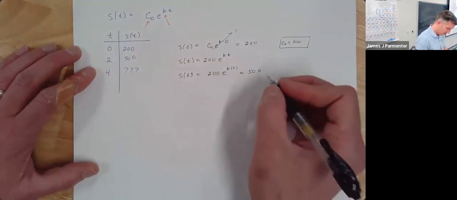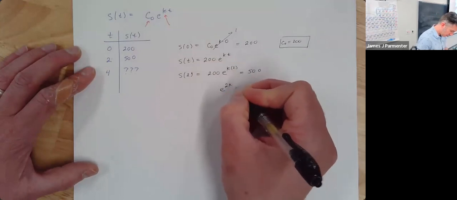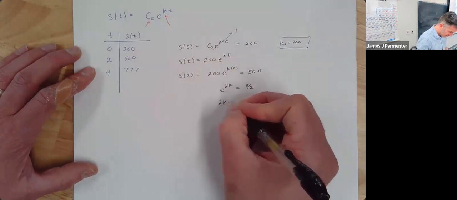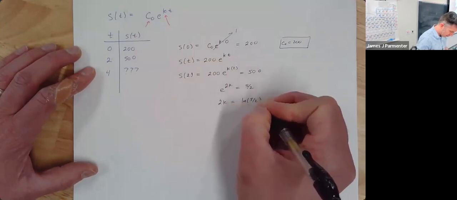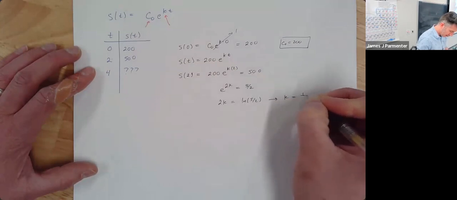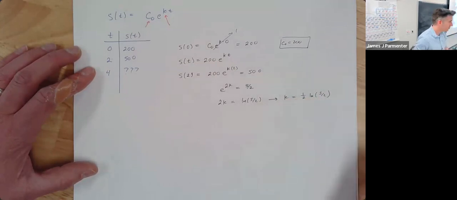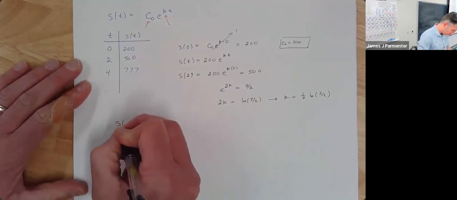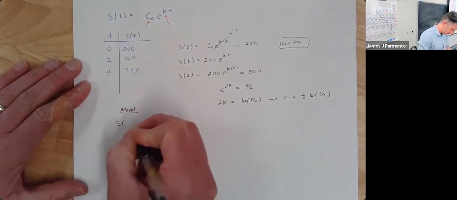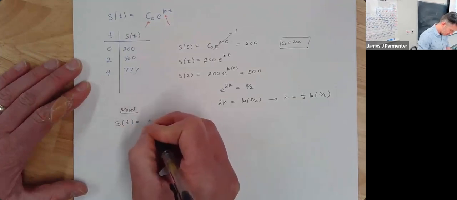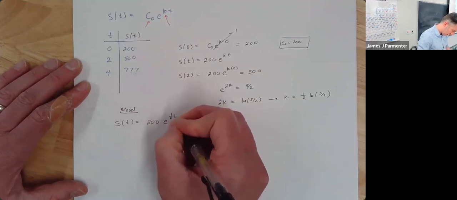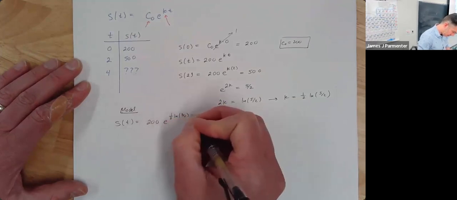So divide both sides by 200, we get e to the 2K equals 5 halves. Take the natural log of both sides, you get 2K equal to the natural log of 5 halves. So K is equal to 1/2 natural log of 5 halves. Or however, if you want to write decimals, that's totally fine as well. I like fractions personally. So now here's our fully fledged model for exponential growth: S of t equals 200 e to the 1/2 natural log of 5 halves times t.